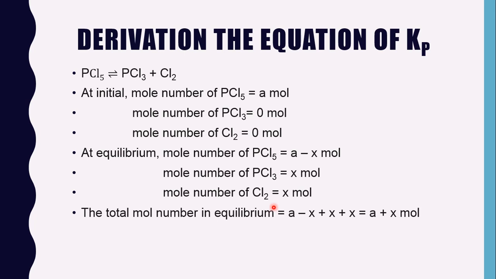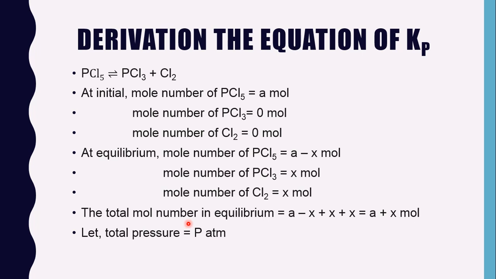and the total mole number in equilibrium equals A minus X plus X plus X, that is A plus X mole. Now look, you got the mole number of each reactant and product, and also total mole number of reactants and products. Now if you want to find out the partial pressure of each molecule, you need to know about the total pressure of this reaction chamber. Let the total pressure equal P atmosphere.